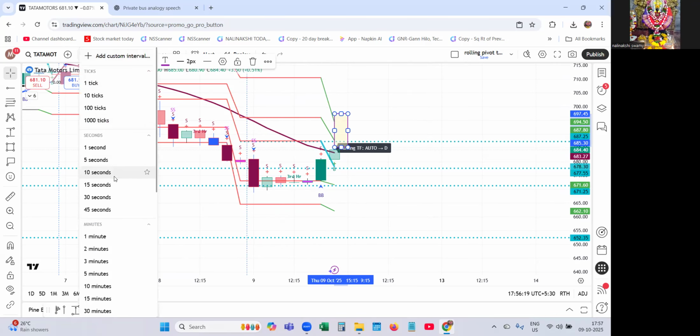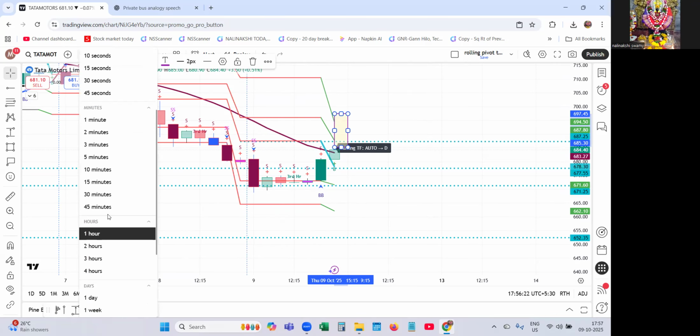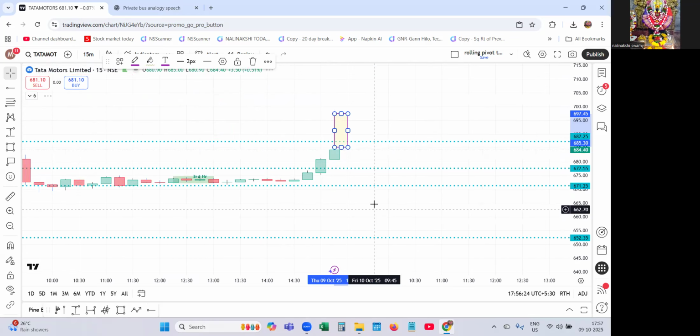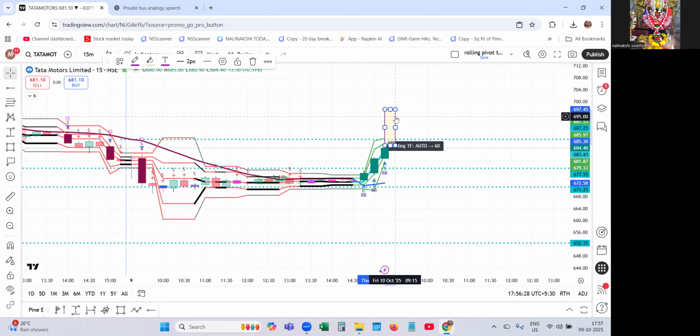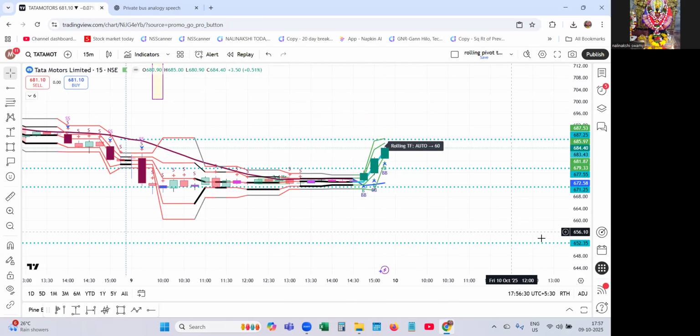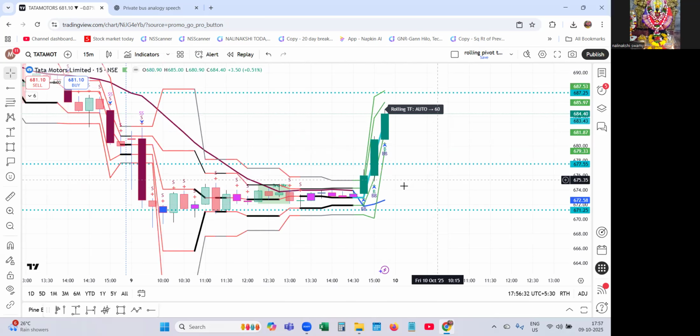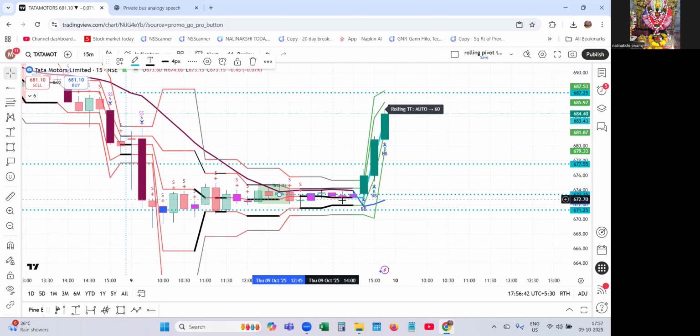It has moved above the balance point. Suppose if I change it to the 15 minutes time frame, you can see the pivots. Price has moved above this while closing. This is the last 15 minutes. The 15 minutes counts for the last hour. So it has moved above the last hour balance point. It is a gimmick.